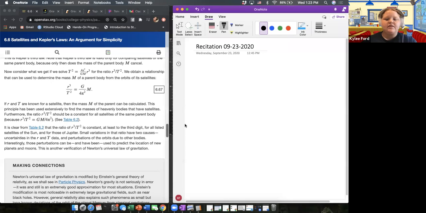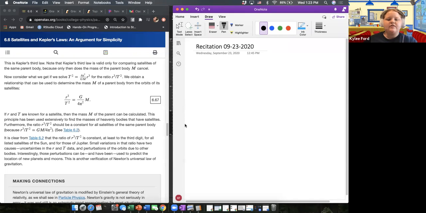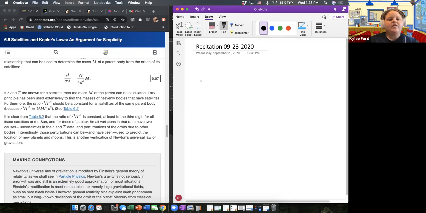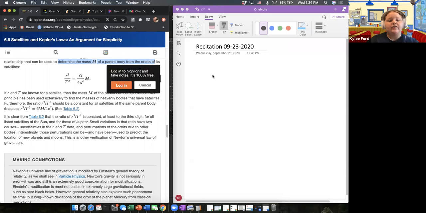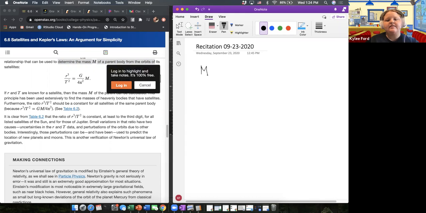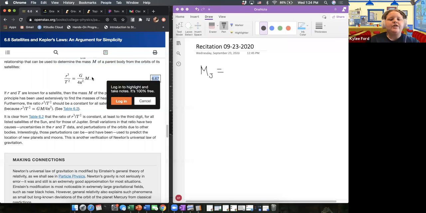Okay, let me see if I can get it to work. Of course not. Okay, so I'll be using my finger when I draw things, so bear with me here. It's going to look terrible. But this is the equation that I'm going to want to use because I want to determine the mass of some parent body where it has some kind of things orbiting around it. So I have my mass, and I am looking for the mass of Jupiter, so I can put a little J here if I want. And I can use this equation yet again.